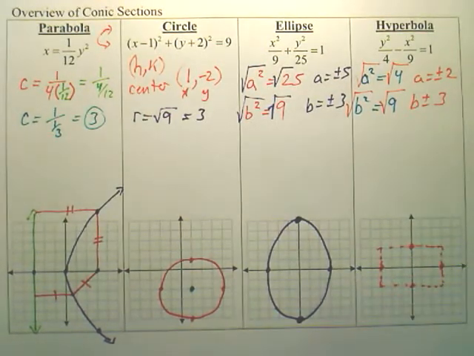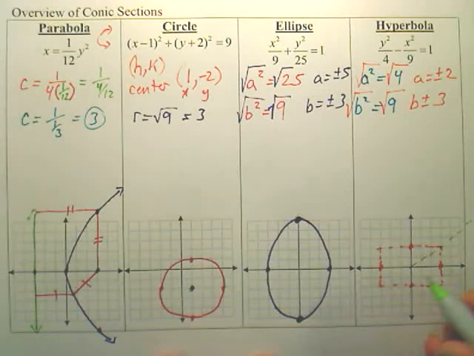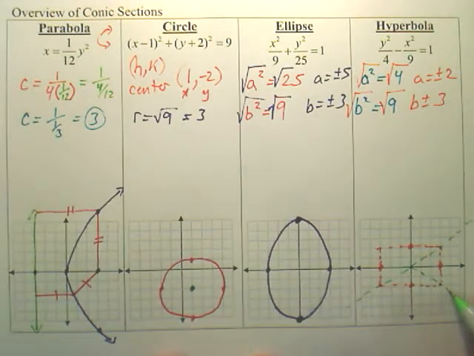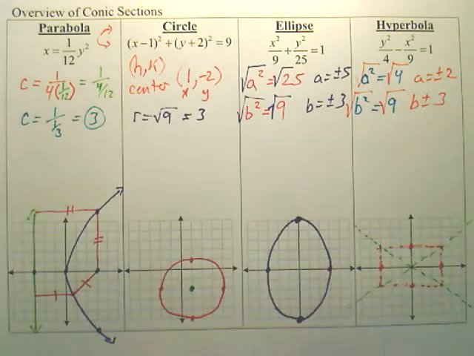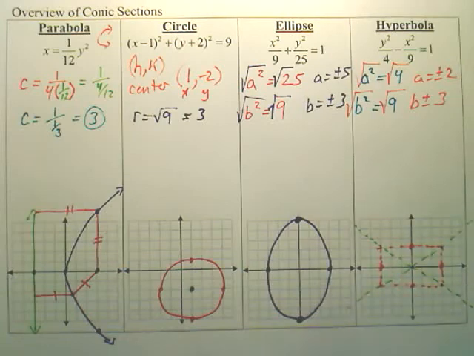And then instead of making an ellipse like you did on the previous problem, you're going to make a box. And from this box, you go through the center, you make something called asymptotes. So you got these asymptotes. They go through the corners of the box and through the center. From there, you're going to make your hyperbola.